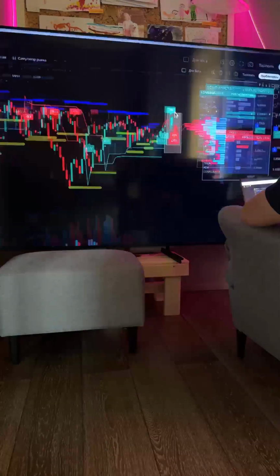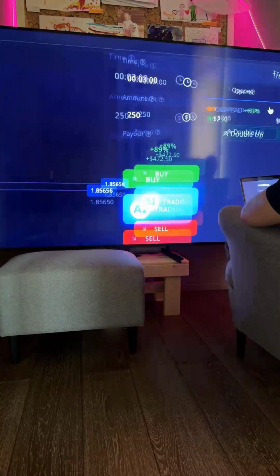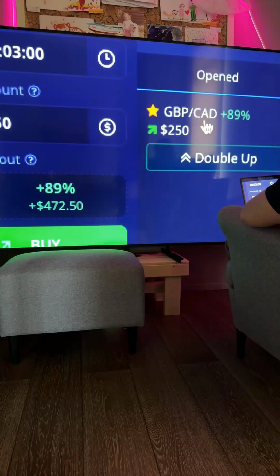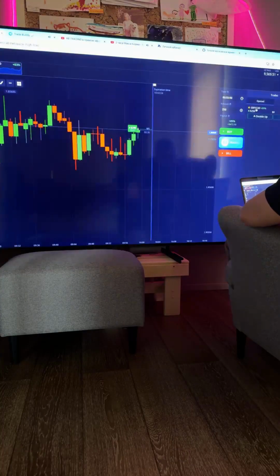Here we have two signals for an upward move. Is it possible to go up? Yes, it is. $250, British pound, Canadian dollar, 3 minutes up. GBP CAD opened for an upward move for 3 minutes.